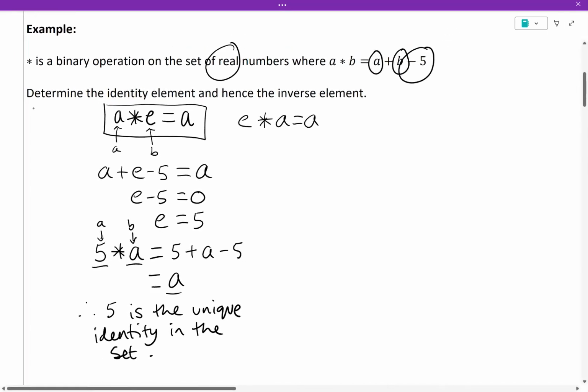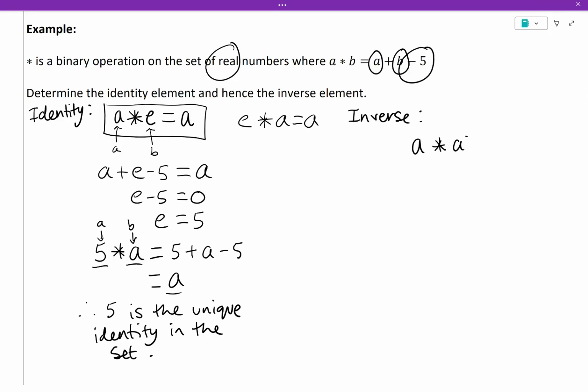Now that's identity done. Let's move on to inverse elements, which I'm going to do on the right. So just a reminder of our definition of our inverse. Any element A combined with its inverse should be equal to our identity. So in order to establish our inverse, we need to know our identity first, which we've established as 5. So I can go to this statement here, and I'm going to substitute in 5 for E.